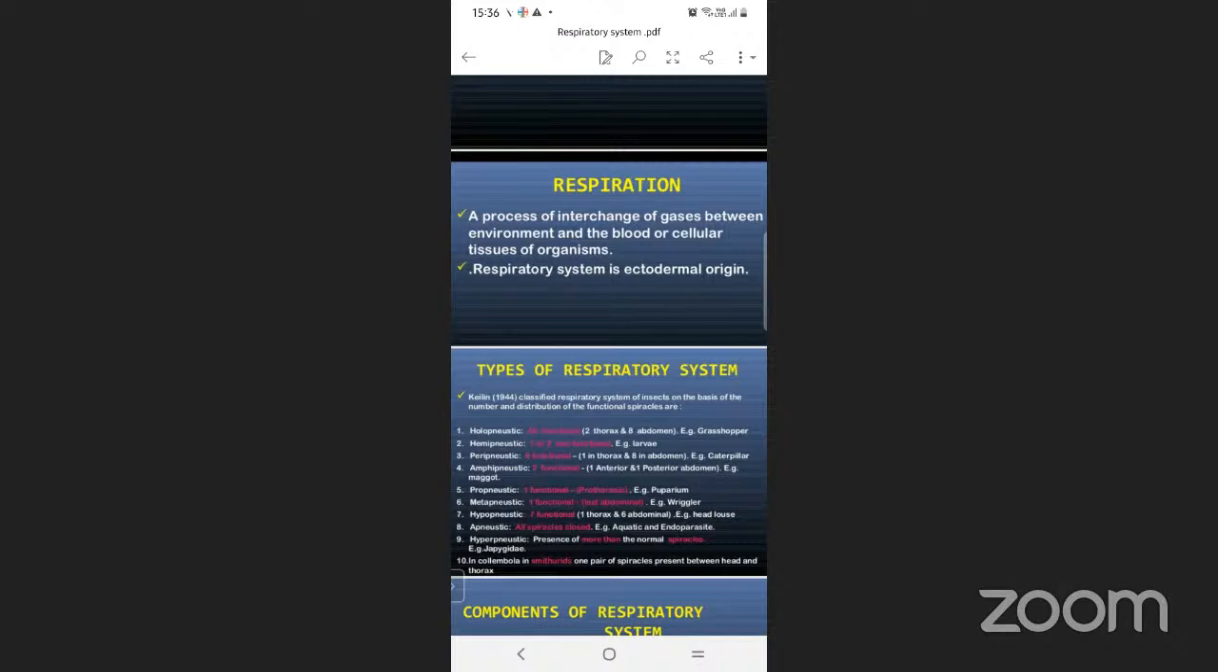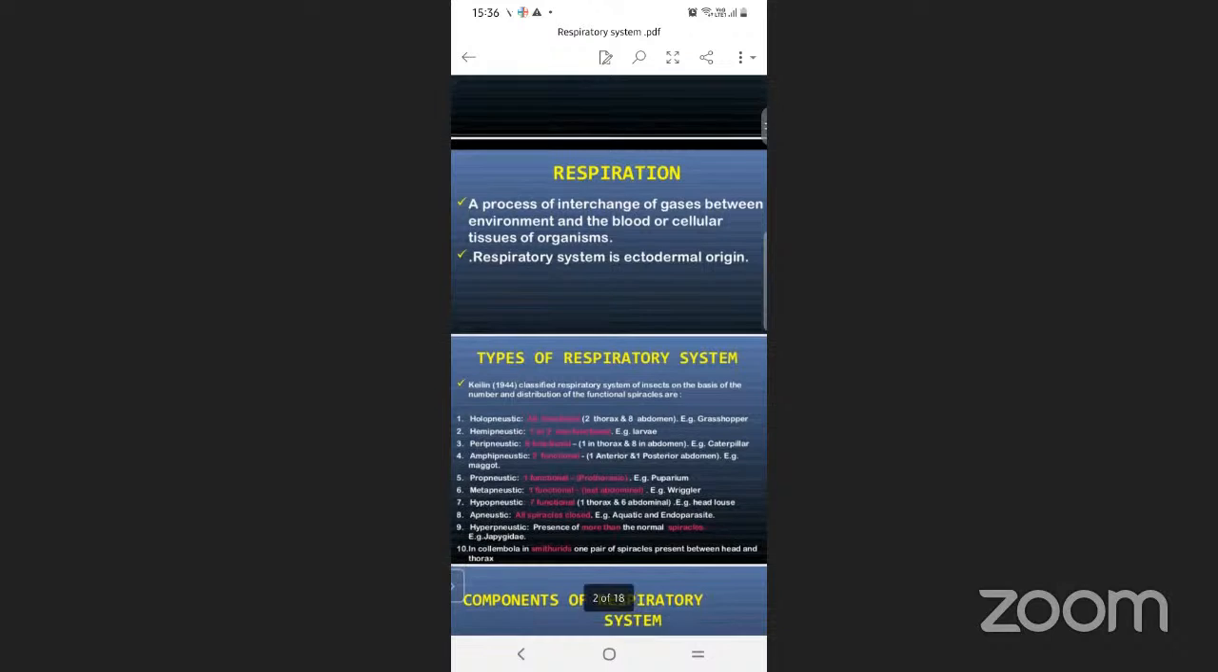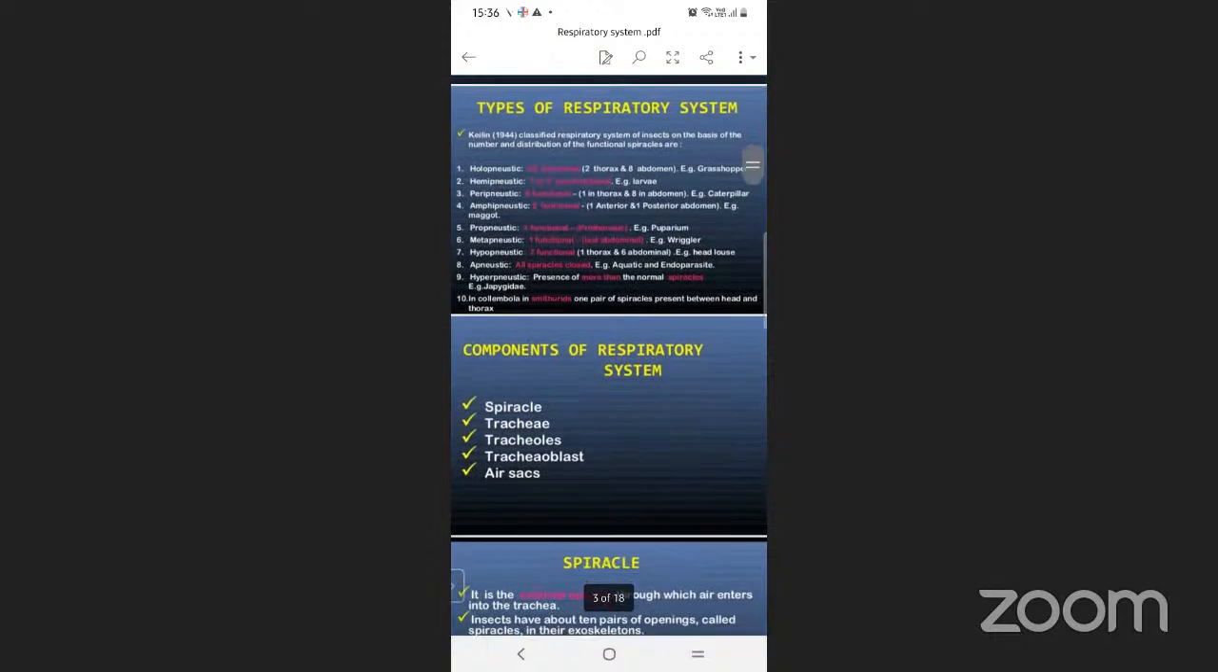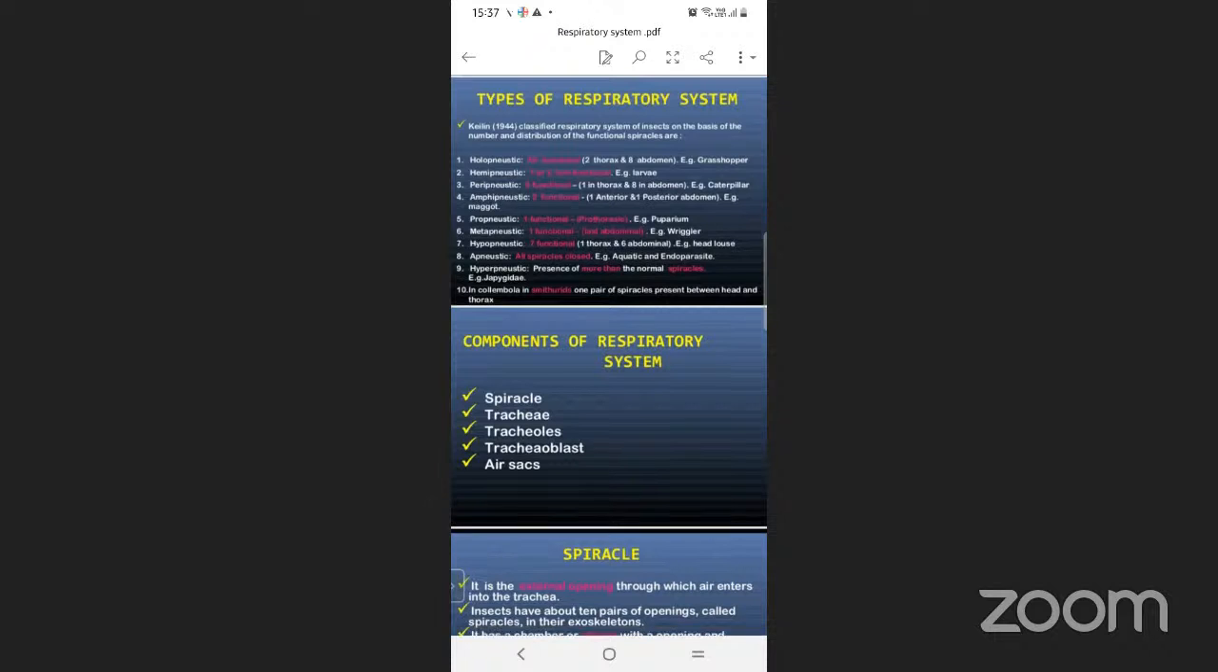And in Collembola, 1 pair of spiracles is present between the head and the thorax region. So according to the distribution and function, these spiracles are distributed in insects, and according to that we have given the names. The components of the respiratory system are the spiracle, which is the opening to the outside, trachea, tracheoles, tracheoblast, and air sacs.